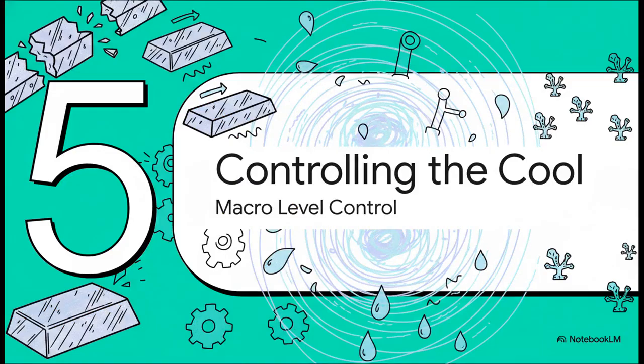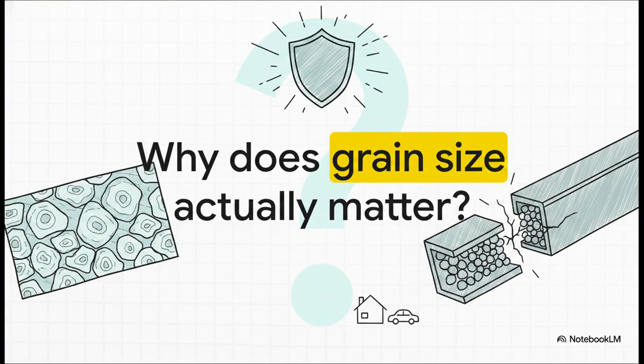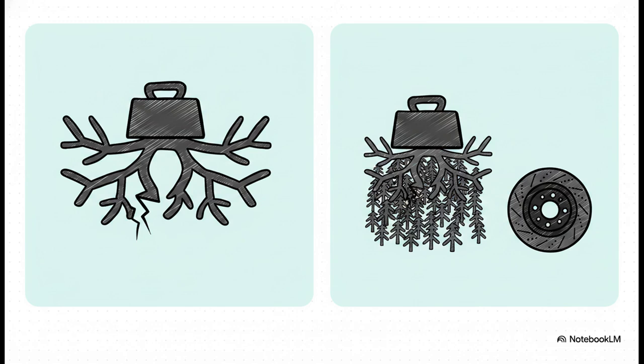Which brings us to Section 5, Controlling the Cool. So, the crucial point is, with elements separating, metal shrinking, and dendrites growing everywhere, how do we make anything useful out of this chaos? Let's zoom back out to the macro level. Why does the size of these microscopic grains actually matter to you and me? Well, it's not just academic. It is absolutely crucial for material safety. It all comes down to a secret weapon, the cooling rate.